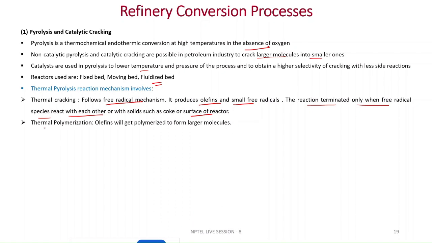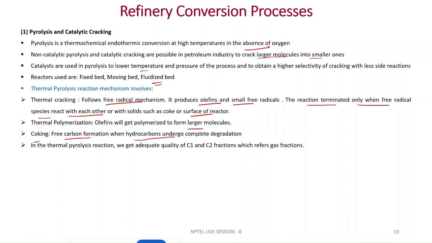Then the next step is thermal polymerization. So these olefins will get polymerized to form larger molecules. And coking, so there will be a lot of formation of free carbon when the hydrocarbon undergoes complete degradation, so there will be carbon deposits. That is coking. So in the thermal pyrolysis reaction we get an adequate quantity of C1 and C2 fractions, which refers to a lot of gas fractions occurring in the thermal pyrolysis process.